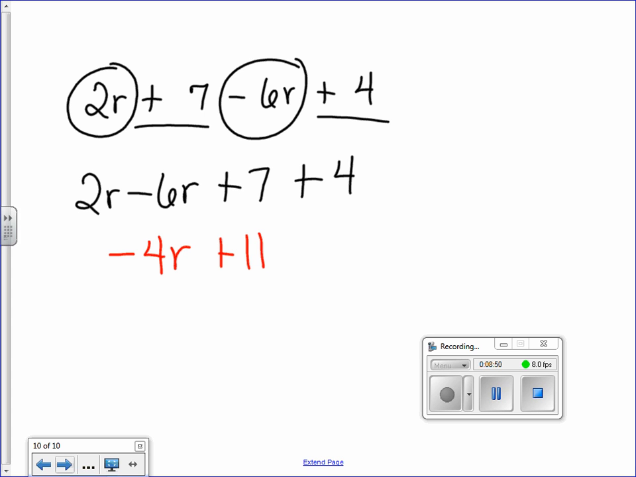Okay, there's no equal sign. If there's not an equal sign, I can't solve it. I can't figure out what r is, okay? No equal sign, no solution for this particular problem. That's the answer right there. Circle it, you're done. That's as far as you can go. You cannot figure out what r is because I don't know what it equals. That's your solution.